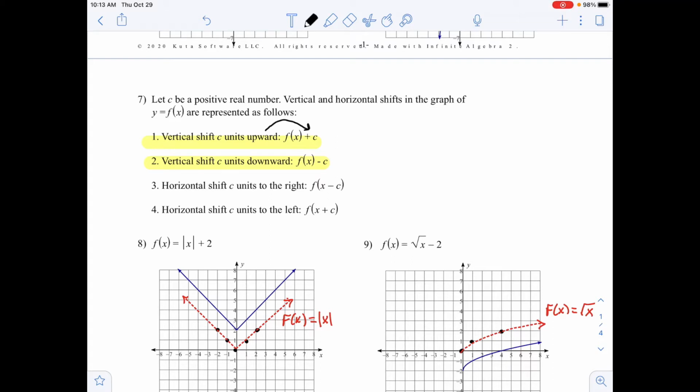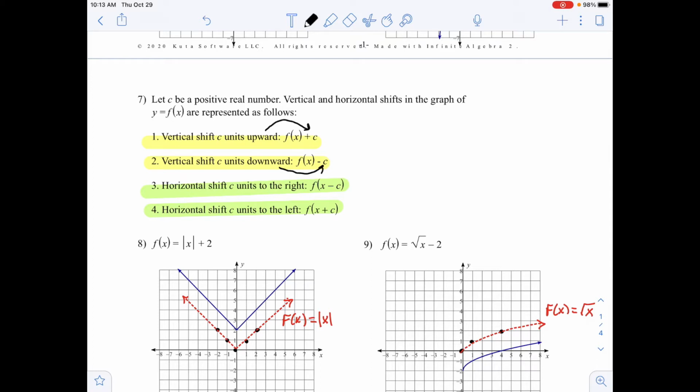So if we're going to shift up, it's a plus c, and then a downward shift is a minus c. So again, we're following what the sign is for the c value. So f of x plus c is a shift c units up. F of x minus c is a shift c units down. Then we have the horizontal shift. And notice that the c value is inside of the parentheses. F of x minus c or f of x plus c. That is going to give us a left or right shift of the function.